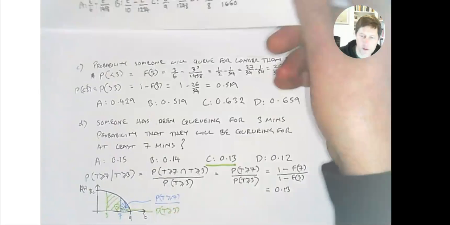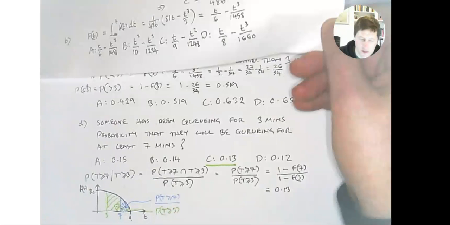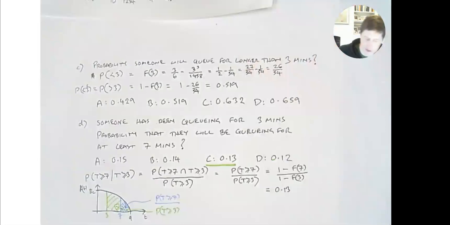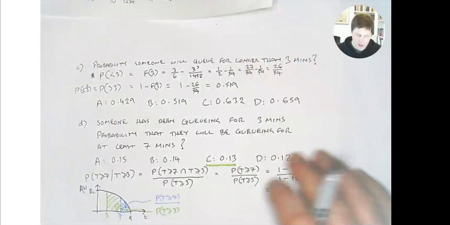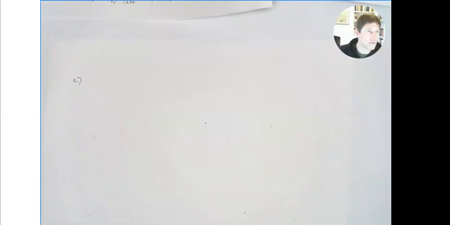You can do it using the conditional probability rule, or you could solve it by just thinking about the nature of that problem. And then there's one final bit for this. Part E.